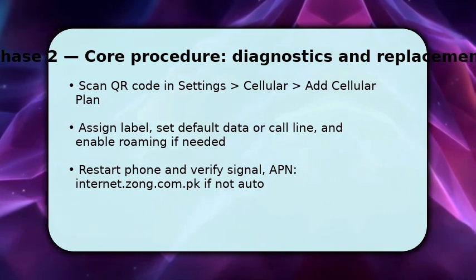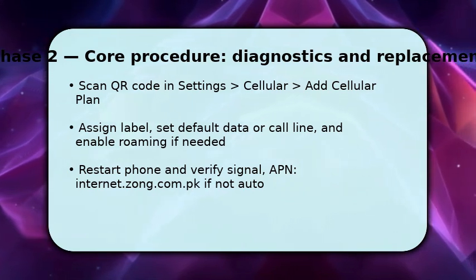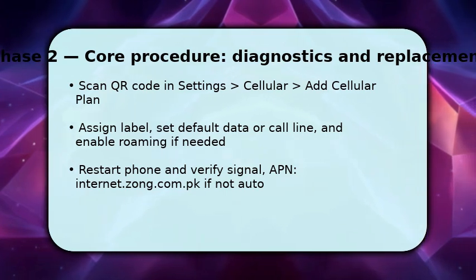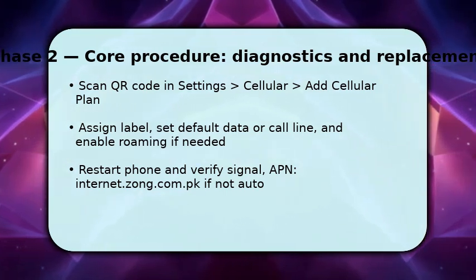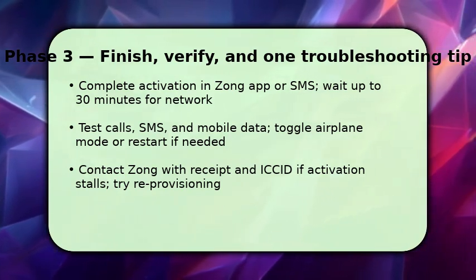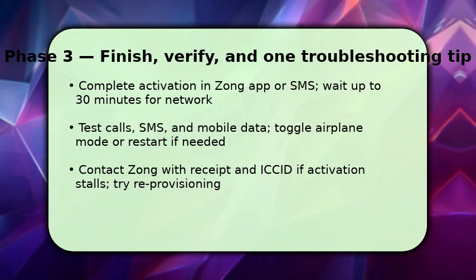Make sure to enable data roaming only if you plan to travel. If connection fails, check APN settings and set APN to internet.zong.com.pk. Finish activation by confirming in the Zong app or via the activation SMS. The network can take up to 30 minutes to provision the eSIM, so be patient.